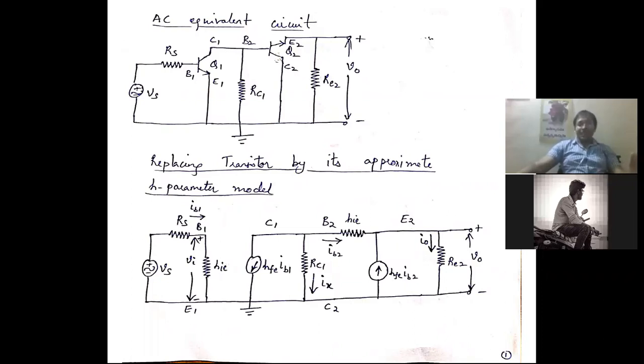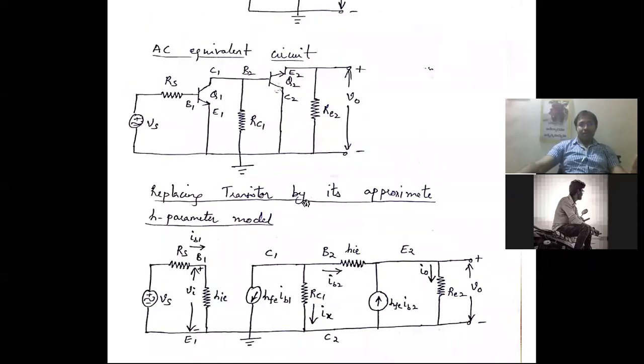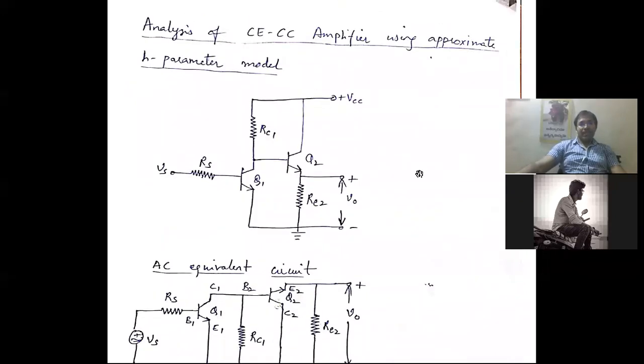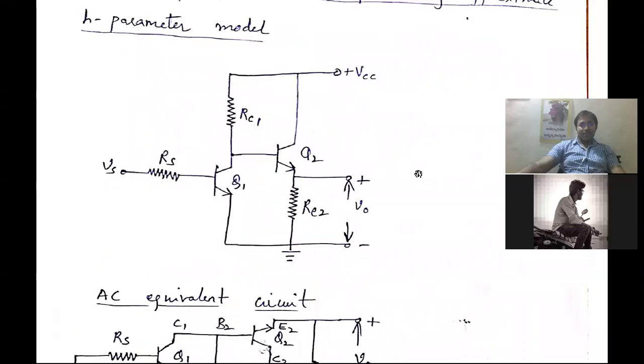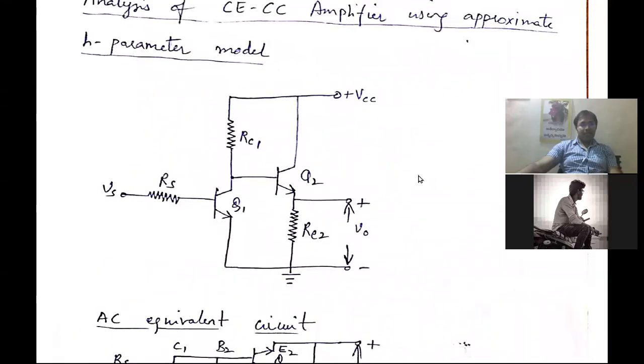Why am I telling this? Because now we will take up one problem similar to this circuit. What we will do is parallelly discuss the problem as well as the derivation. So this is my circuit, the CE-CC amplifier.